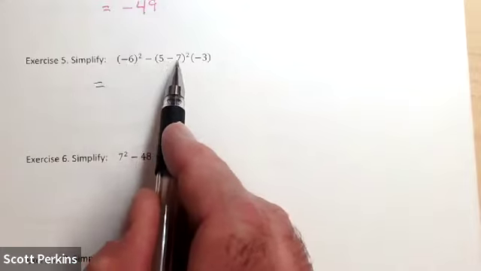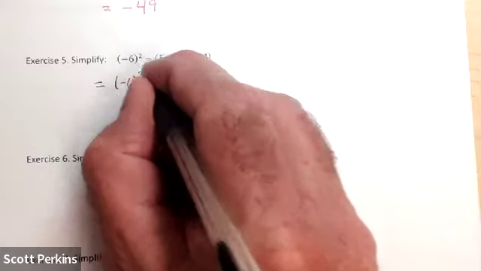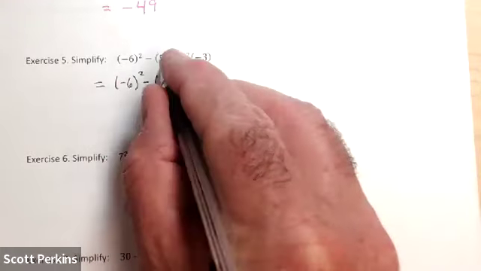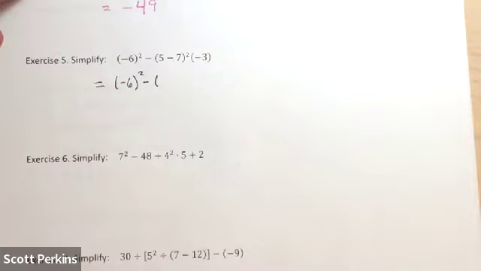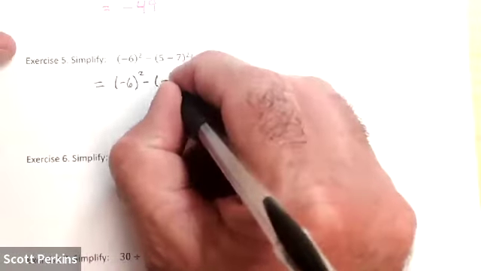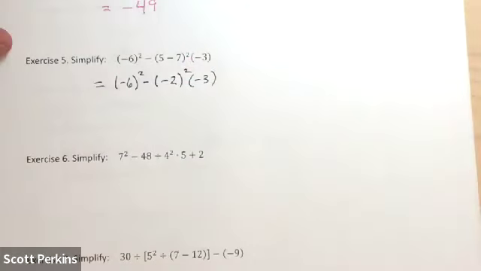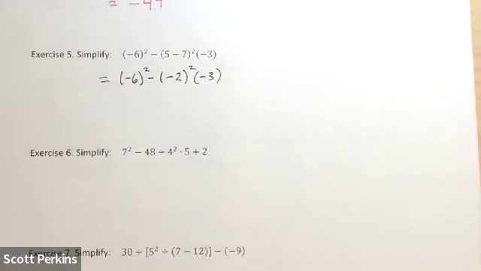Here, I have 5 minus 7 in this parentheses. Okay, so I've got negative 6 squared minus 5 minus 7. Again, feel free to use your calculator if you need to for accuracy. 5 minus 7 is negative 2 squared, and then times negative 3. That's my parentheses. I focused on the set of parentheses that had something in them that I had to do.